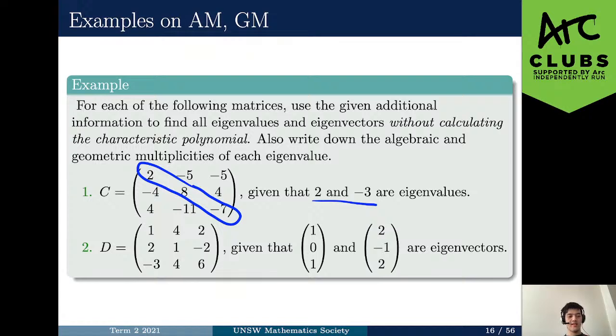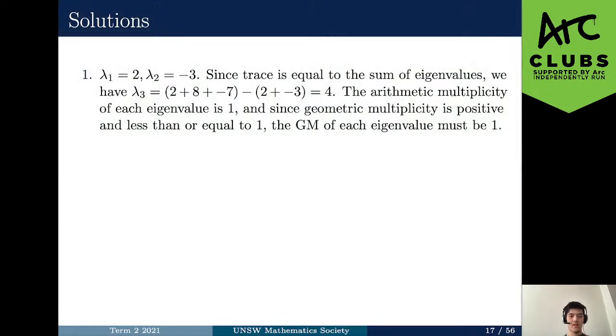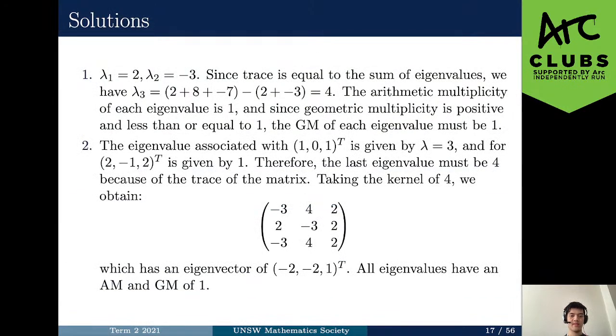Question 2 over here is, well, another similar sort of thing. This time we're given 2 eigenvectors instead. If we know the eigenvectors, then we can find what the eigenvalue is simply by multiplying d by these vectors. So if I multiply d by these vectors, you can do this yourself. You will find that the eigenvalues we get are 3 and 1.